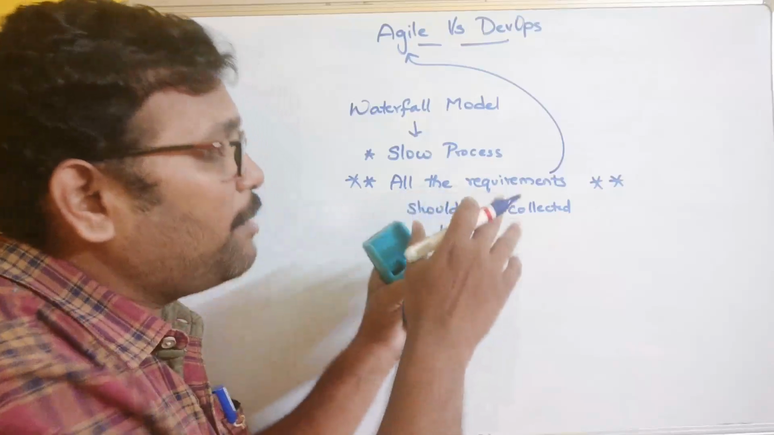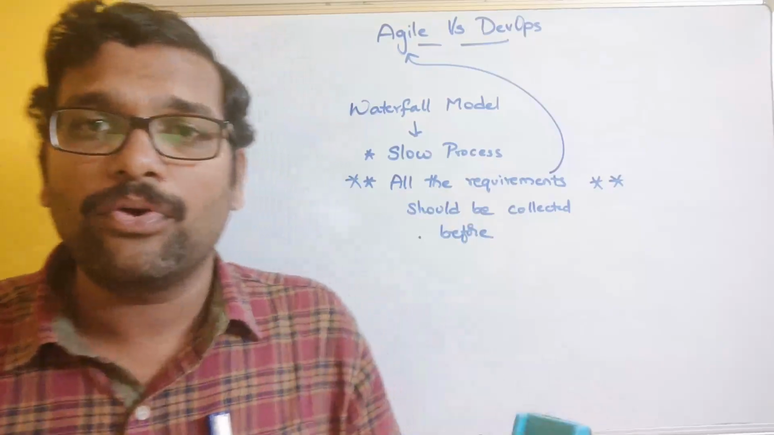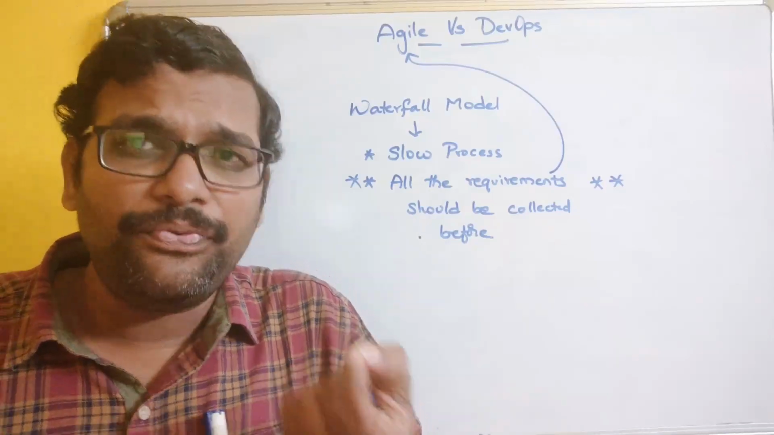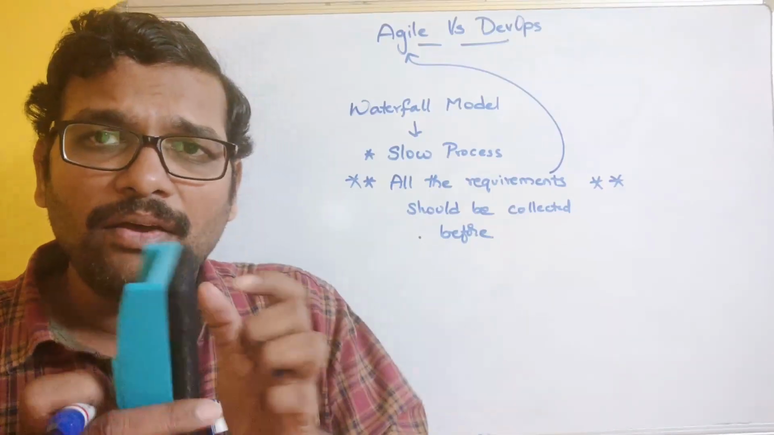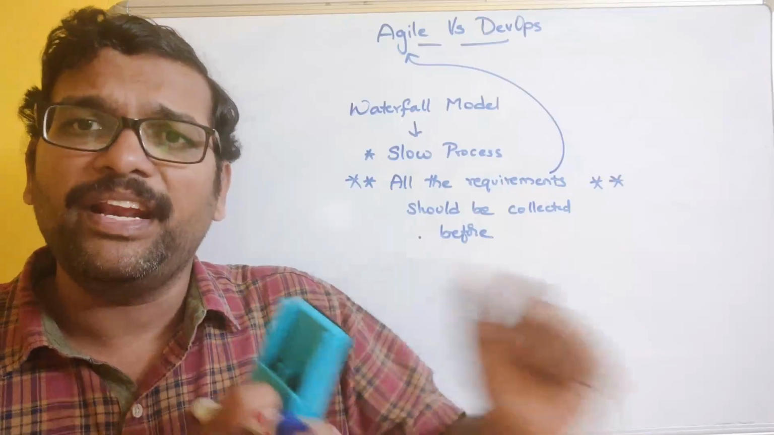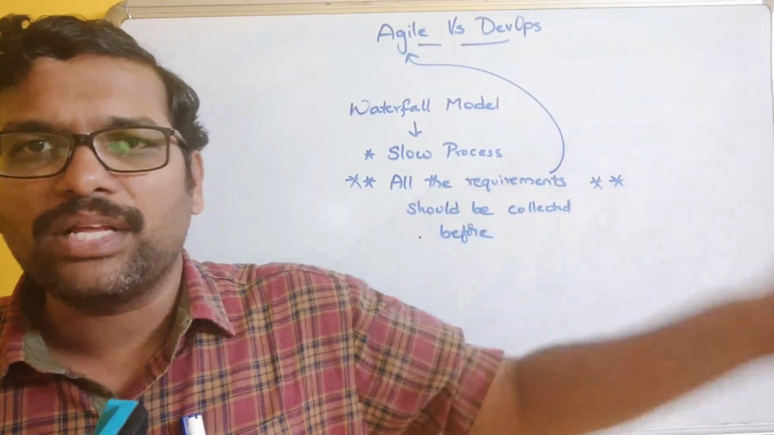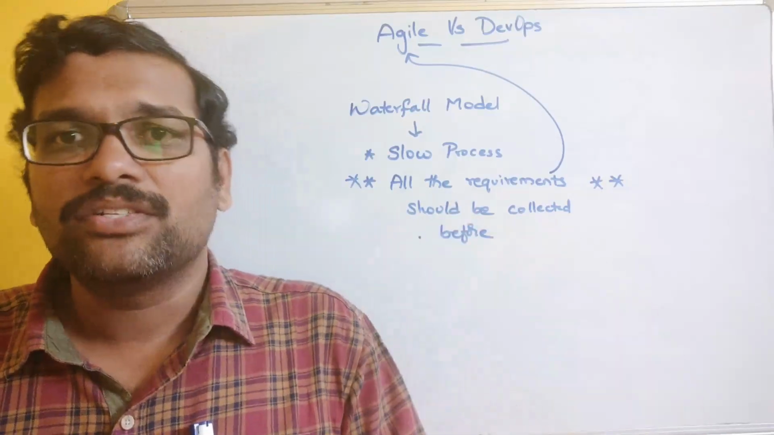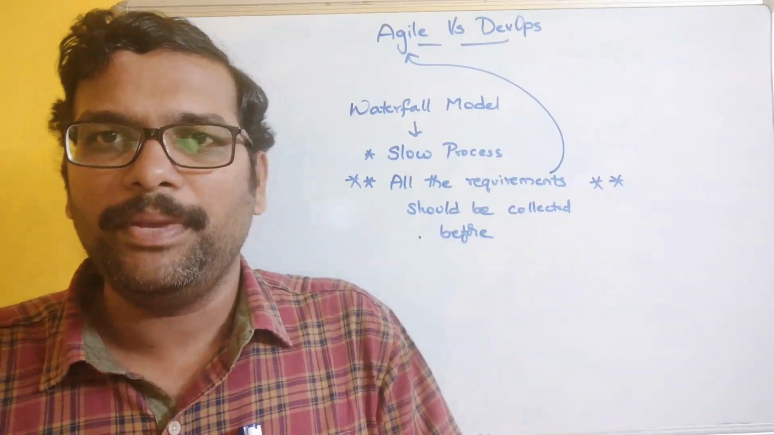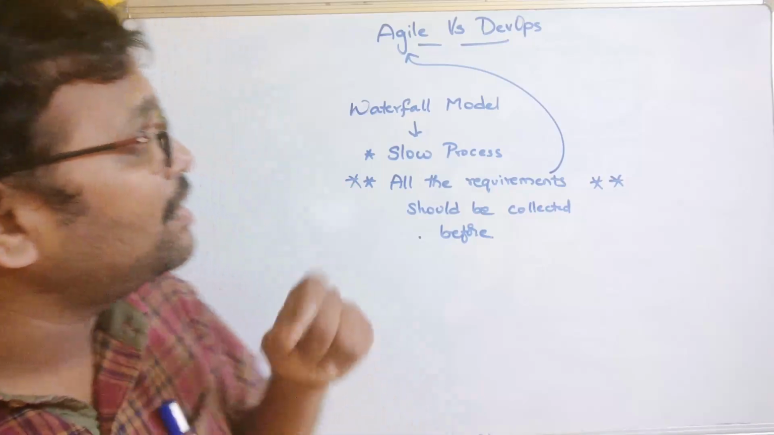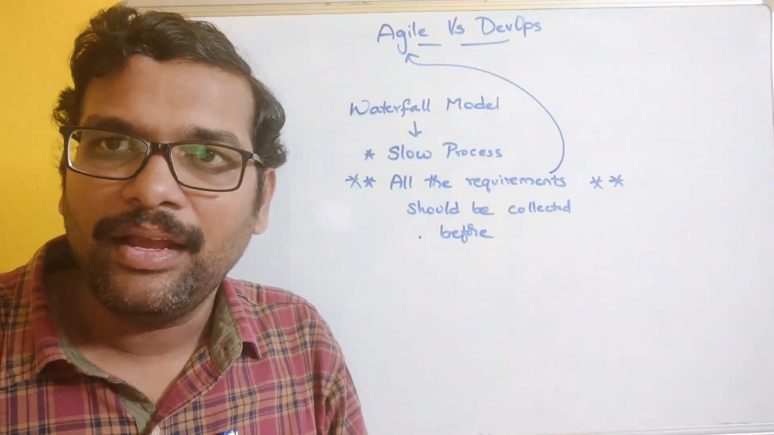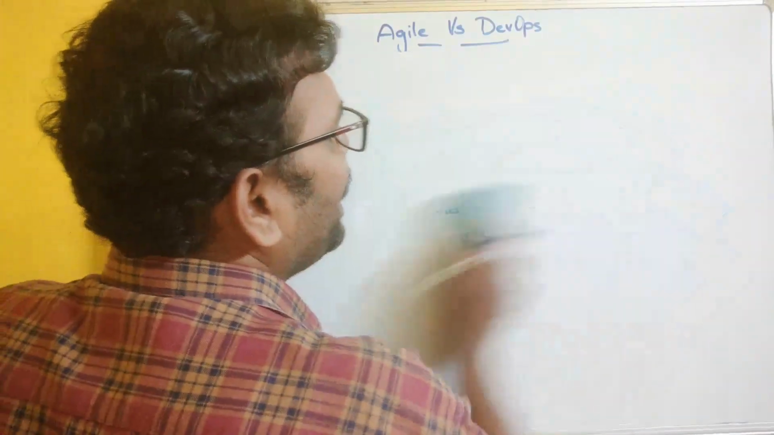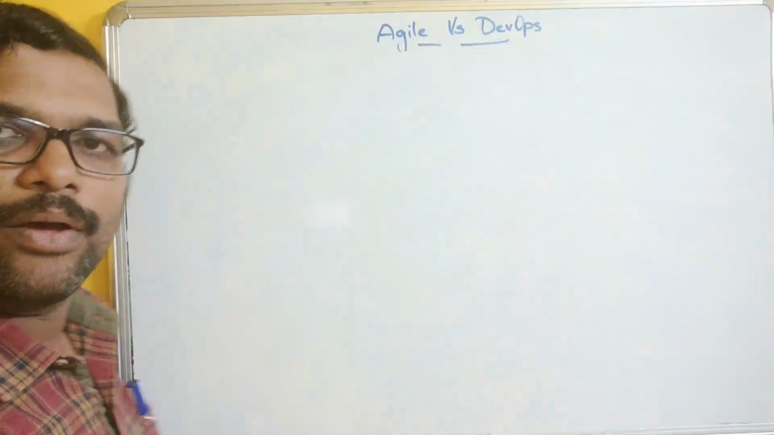all the requirements, need not be collected before the process begins. With the help of a few features or a few requirements, the first version of the software will be released and given to the customer, and in the next iteration or the next release, some more features will be added. That is the process of Agile, right? So we'll see the difference between Agile and DevOps.